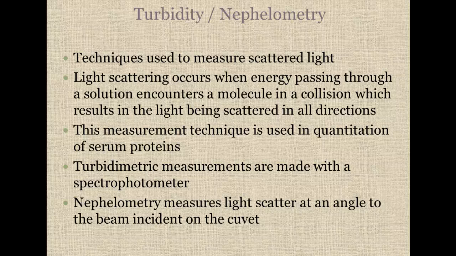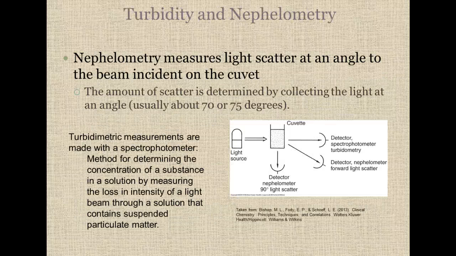So some other things that you need to memorize. Here's an example of what it might look like. Nephelometry measures light scatter at an angle to the beam incident on the cuvette. The amount of scatter is determined by collecting the light at an angle. So in this picture, we have the light source, here's the cuvette, and a spectrophotometer or turbidimetry would measure light straight on. A nephelometer is going to take a measurement of the light coming out at 70 degrees or 90 degrees. So the spectrophotometer goes straight through. The nephelometer is looking for light that's not just shined straight through, but that is scattered in other directions.